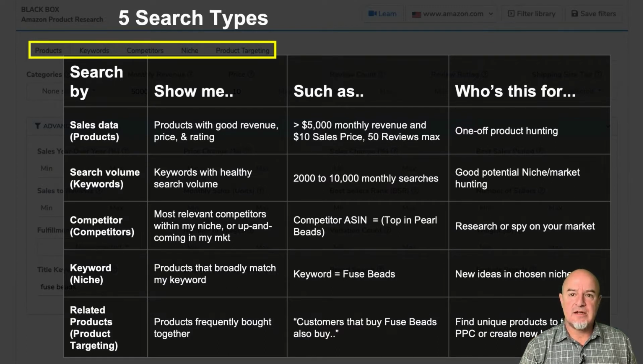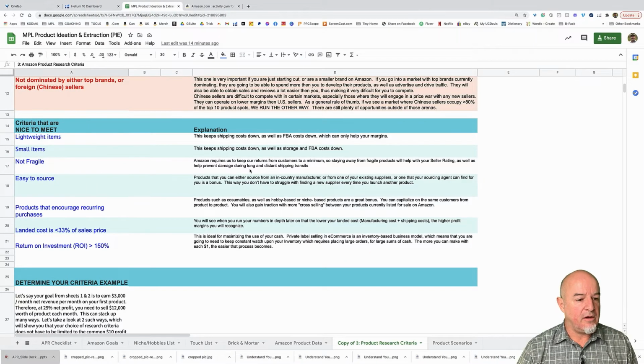Okay, that's a quick breakdown on the 5 tabs. I'm going to go in and do a live demo on these, but first I want to revisit one of the tabs that we have in our PI workbook from before, on the research criteria, and just take a quick peek at that to get reacquainted with search volume and other components of your research criteria.